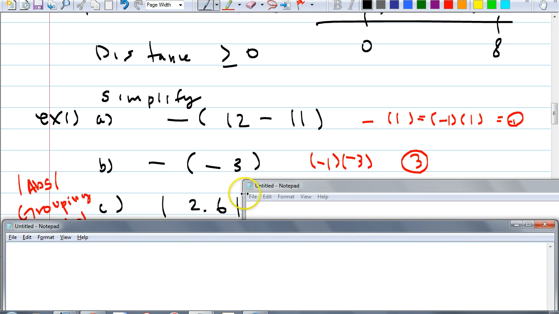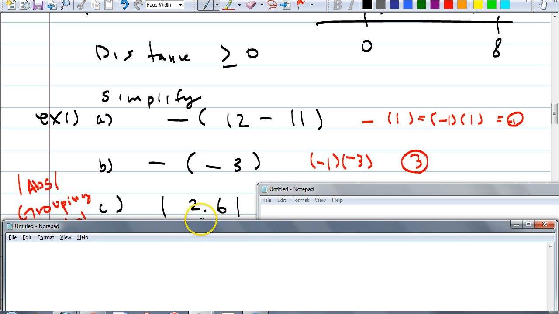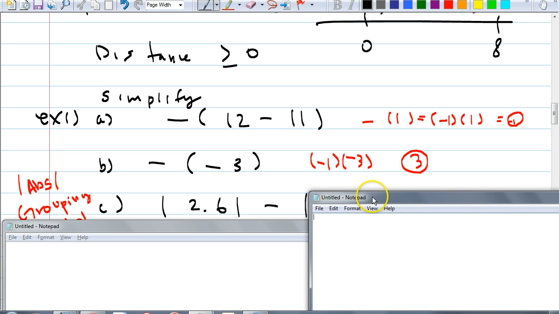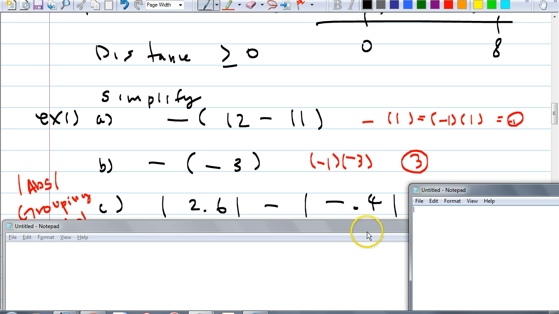What about absolute value of 2.6? It's not 12.61, okay? It's absolute value of 2.6. Class, what's the answer? Oh, I'm sorry, that's 2.6. But I'm going to subtract absolute value of 0.4. So this is the same as what? Okay, go ahead, everybody try. What does this really mean?